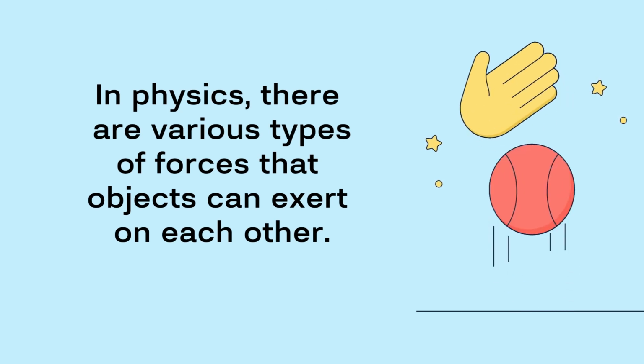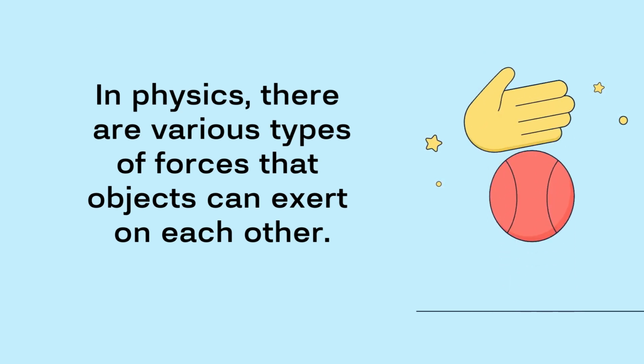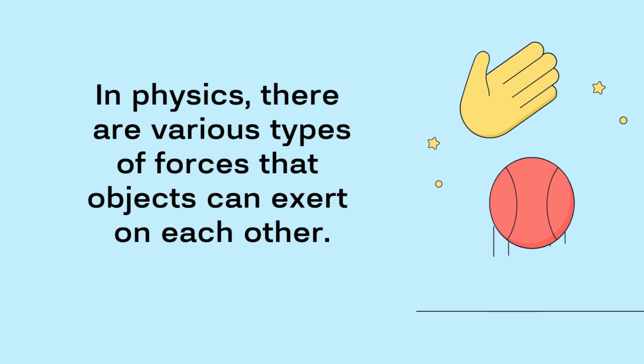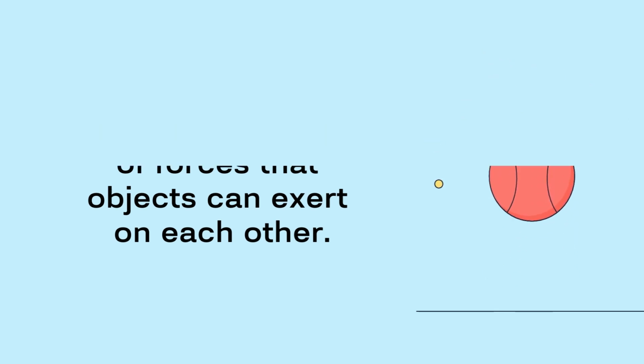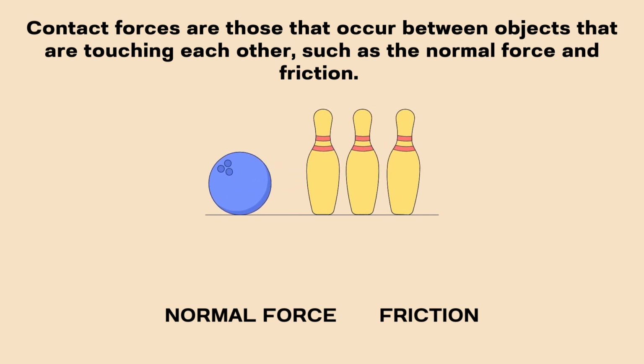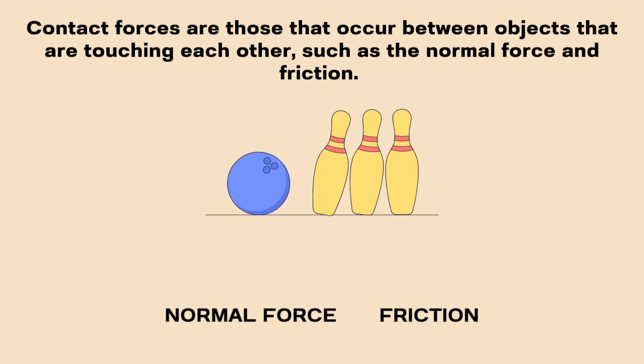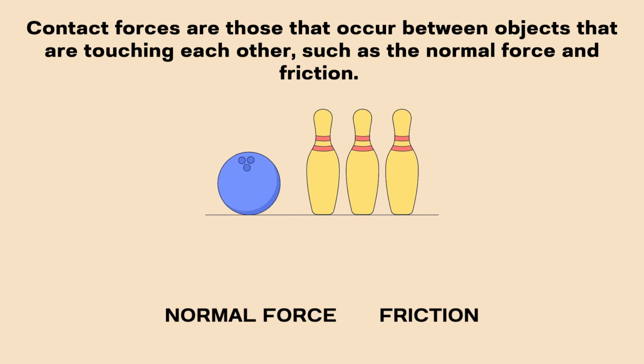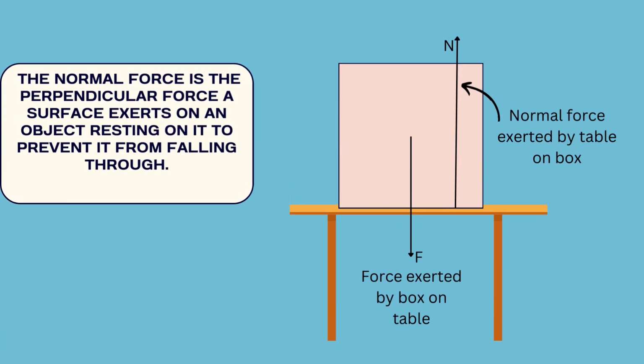In physics, there are various types of forces that objects can exert on each other. Contact forces. Contact forces are those that occur between objects that are touching each other, such as the normal force and friction. The normal force is the perpendicular force a surface exerts on an object resting on it to prevent it from falling through.